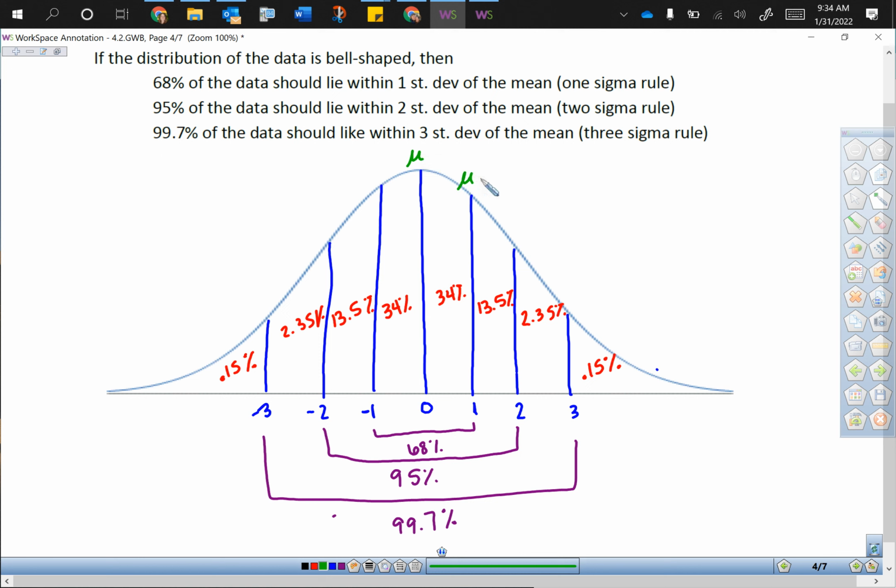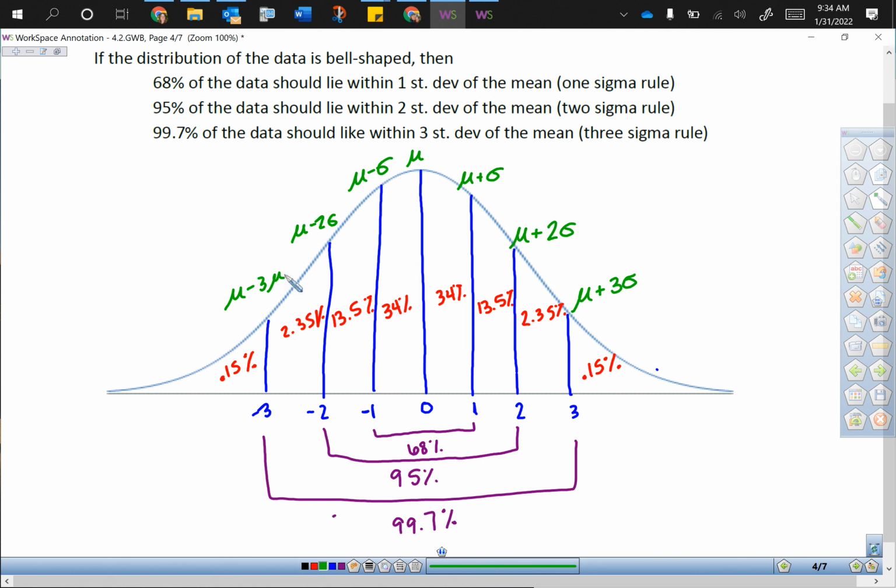1 means I'm going to have your mean plus 1 standard deviation. 2 means my mean plus 2 standard deviations. 3 means my mean plus 3 standard deviations. Same thing with -1. That would be my mean minus a standard deviation. -2 means my mean minus 2 standard deviations, and -3 means mean minus 3 standard deviations. That's what 0, 1, 2, 3, -1, -2, -3 mean. It's not a number, it's a representation of how many standard deviations I am from the mean.